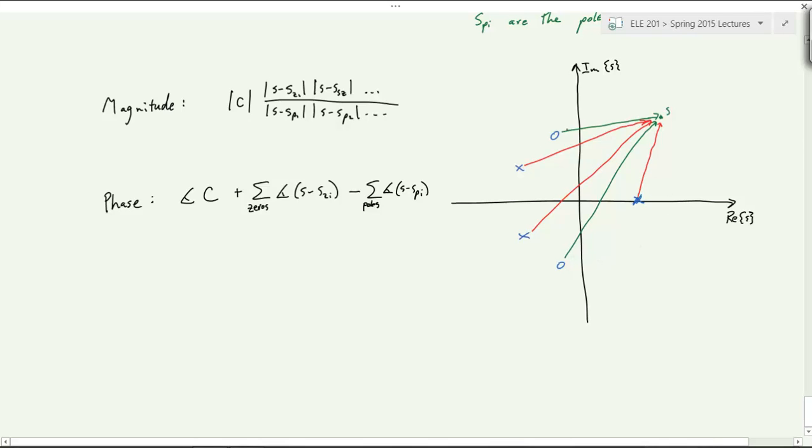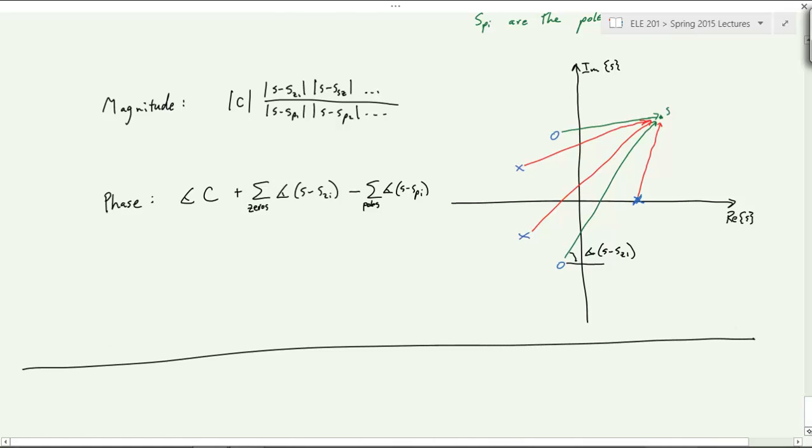Well, that means that each of these lines that I've already drawn, there's an associated angle, right? That angle there is the phase of S minus S_Z, whatever that zero is. Let's say Z1. Okay, that's the phase. And we have another angle for the other zero. And we have an angle for each of the poles. And what we're saying is, you just take all of the angles for the zeros, and you add them, and you subtract the angles for the poles, and that's the phase. Okay, so we have a geometric way of understanding both magnitude and phase just by looking at where the poles and zeros are. Of course, we know the entire function is defined by the placement of the poles and zeros.